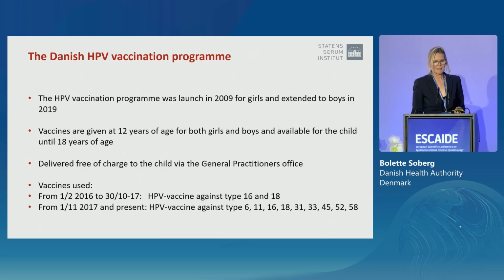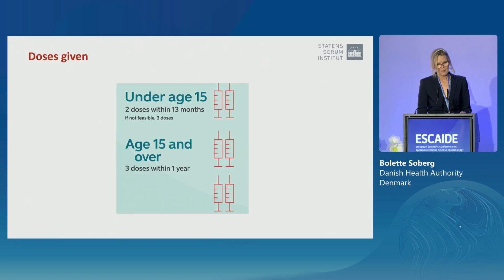Just to set the scene, the Danish HPV program was launched for girls in 2009, including boys in 2019. The vaccine is given at age 12 at the general practitioner's office, and it's free of charge until the child turns 18. Since 2017, we have used the 9-valent vaccine solely in our program. We give 2 doses of HPV vaccine for those under 15, and 3 doses if you have turned 15.